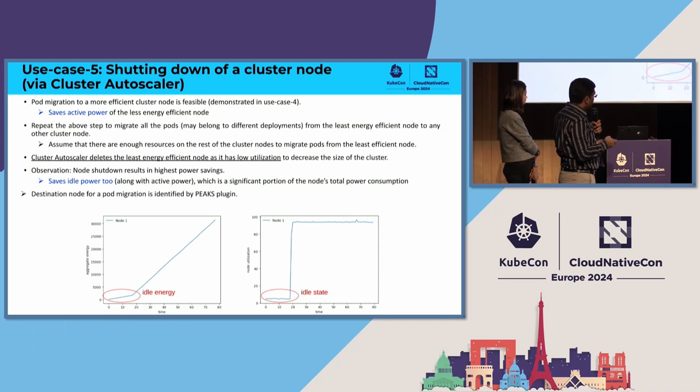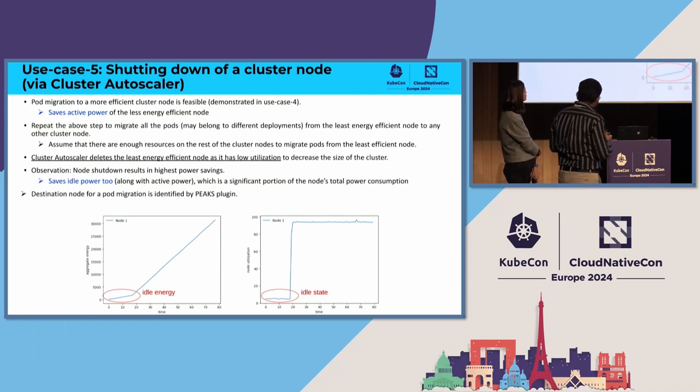when it is in idle state, it accounts for some energy, which is also known as idle energy. And this is increasing in nature, even if you just keep the node idle, right? You think that, okay, my node is not doing any work, and still it is consuming a lot of power, and it is a significant portion of the node's total power. So shutting down the node is one of the best ways to handle energy savings.